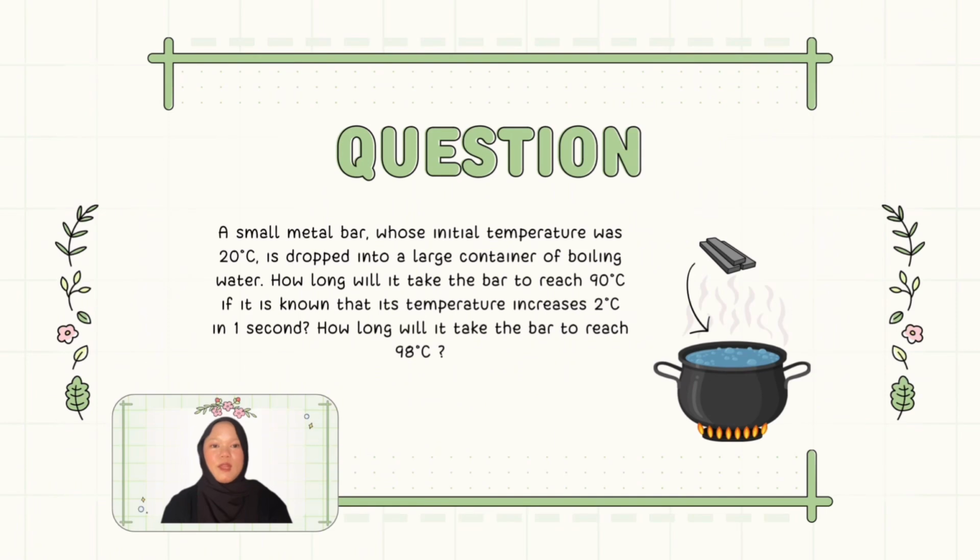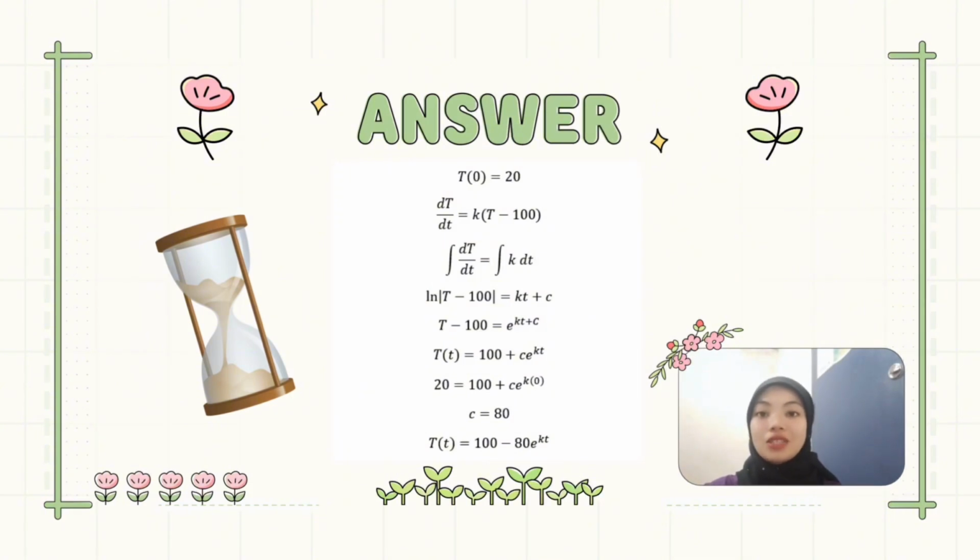Okay, now let's look at the problem statement. A small metal bar whose initial temperature was 20 degrees Celsius is dropped into a large container of boiling water. How long will it take the bar to reach 90 degrees Celsius if it is known that its temperature increased 2 degrees Celsius in 1 second? How long will it take the bar to reach 98 degrees Celsius? Let's start by solving this.